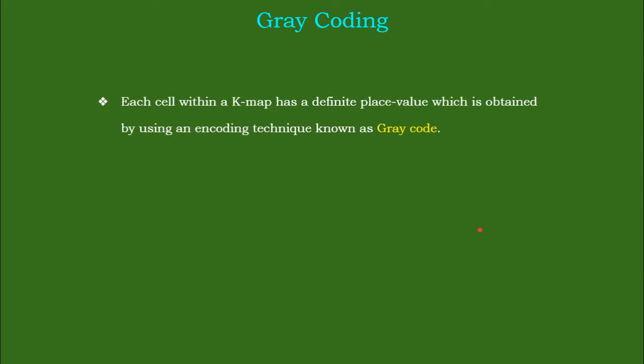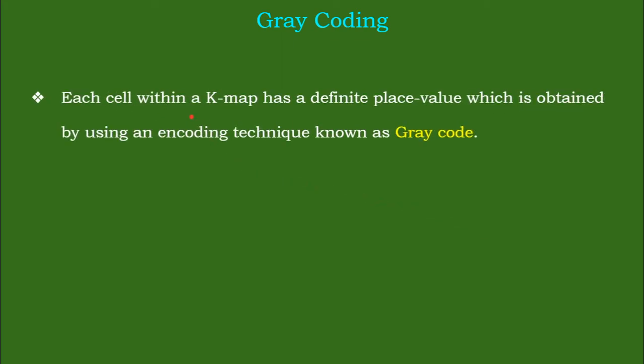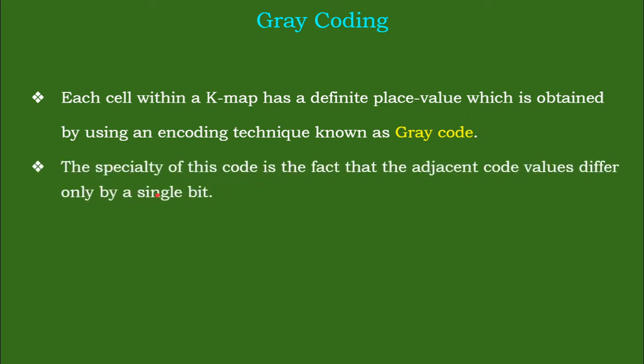Let us see what is gray coding. Each cell within the K map has a definite place value which is obtained by using an encoding technique known as gray code. Actually, we number the K map in such a way that no two consecutive cells differ by more than one bit. That is the nature of the gray code.